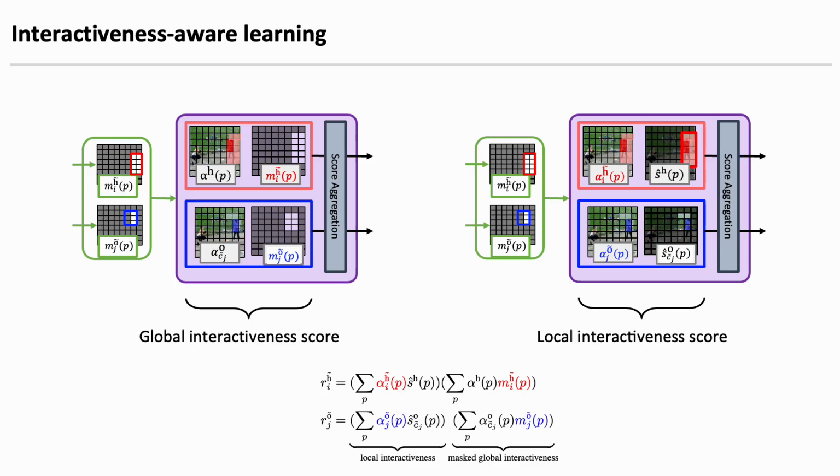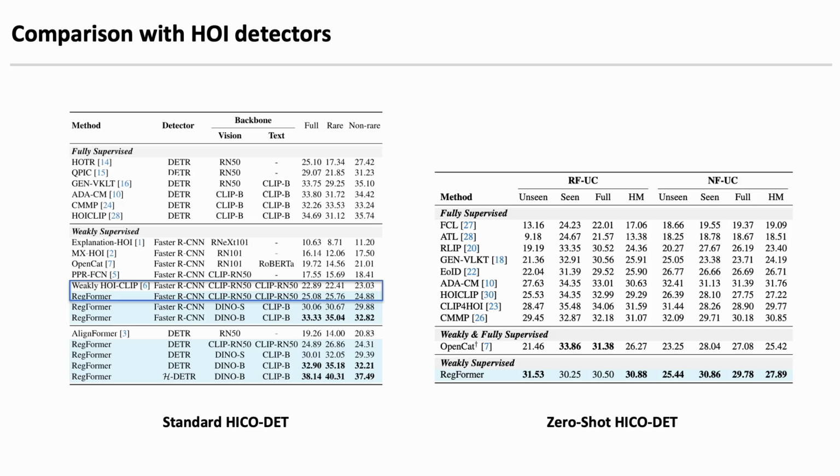Here are the HICO-DET benchmark results. Among weakly supervised methods, we improve full mAP by 2.19 over the previous SOTA, Weakly-HOI CLIP, and more advanced results are obtained from using stronger backbones and object detectors, also rivaling some fully supervised models.